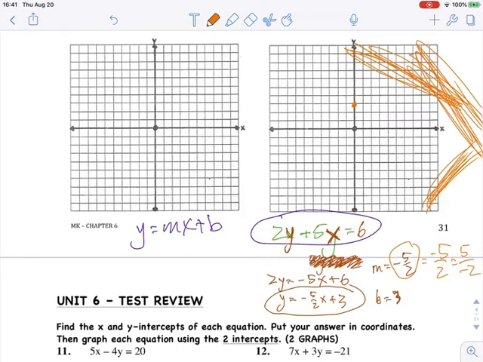Okay? So we go down 5. 1, 2, 3, 4, 5. And if we went down 5, we got to go to the right. Don't go to the left, because that makes a positive slope line. Or we go up 5, 1, 2, 3, 4, 5, and to the left 2. Okay? Because it's positive 5 over negative 2. And there you go. That's how we graph this line.